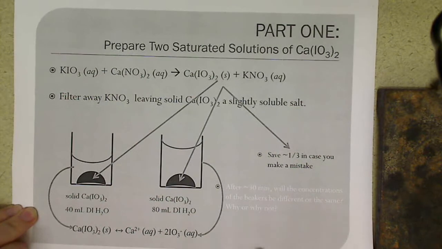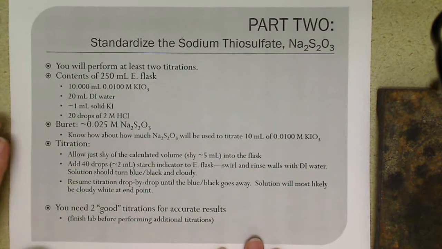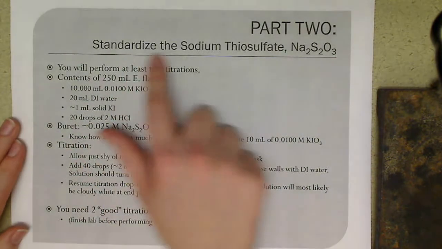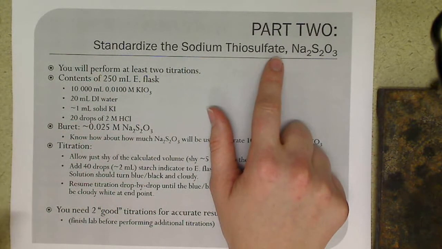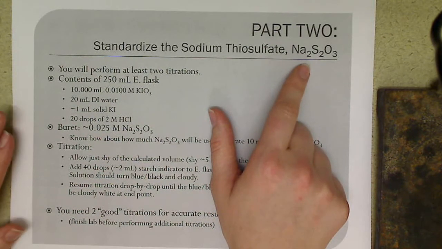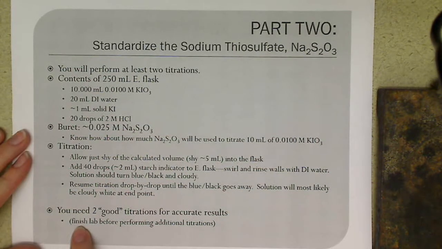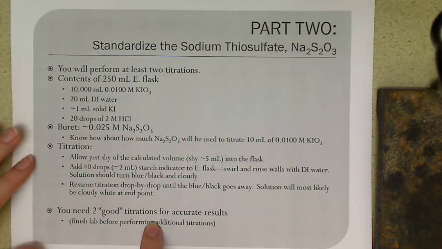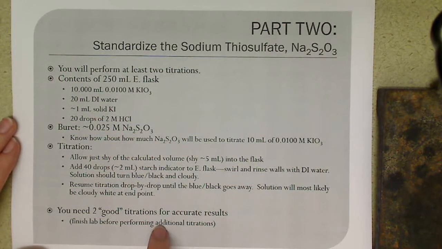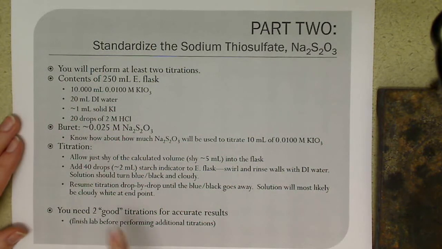All right, on to part 2. What you are doing for part 2 is we want to standardize the sodium thiosulfate. So you're trying to determine the concentration of the sodium thiosulfate that you've been given. You want at least 2 titrations. You need 2 good titrations, but definitely finish the lab before doing additional titrations. It's worth more points to finish the lab than it is to make sure your 2 titrations are within 1%.